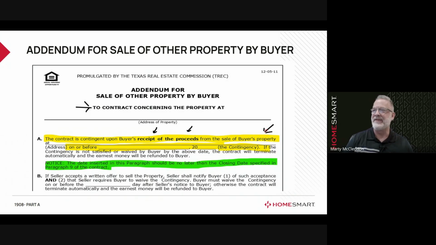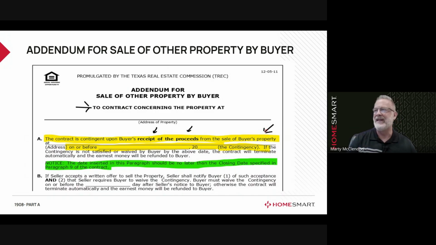So notice the date inserted in the paragraph above should be no later than the closing date specified in paragraph 9 of the contract. So that makes sense, right? You wouldn't want a contingency that survives closing or goes past closing, right? You wouldn't want to be at day of closing and saying, hey, I don't have the proceeds of my house, therefore I'm walking away free. There's got to be some kind of skin or some kind of penalty for that buyer. And so the seller wouldn't want to do that.